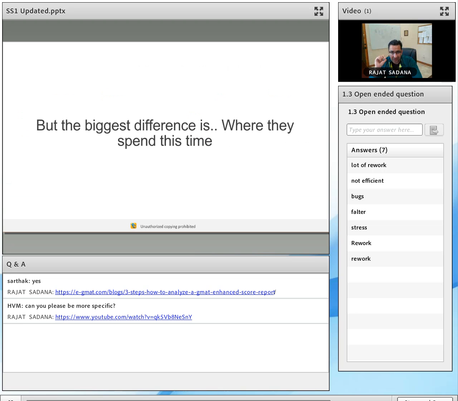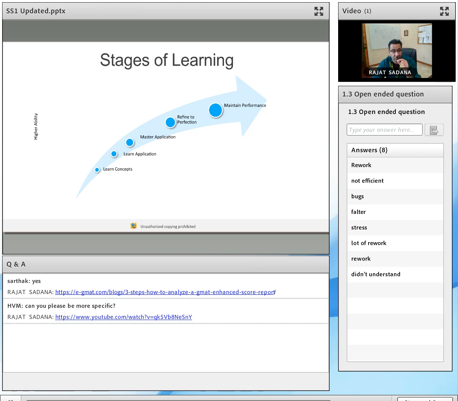But that's not the biggest difference. Not just the time estimates, but also where you need to spend that time. And that's probably the biggest reason why people don't get to their scores. What you see is a chart where you have ability versus the stages of learning, starting from learning concepts to learning application to mastering application to refining to perfection.